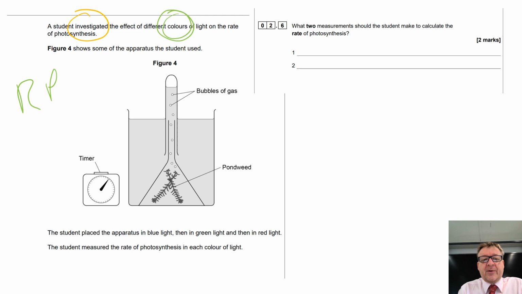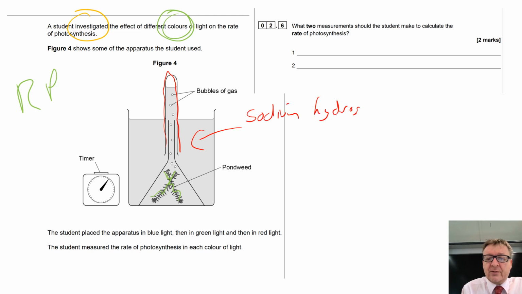Figure 4 shows some apparatus the student used. Now I'm familiar with that. I've seen that before. That's pondweed at the bottom there. All right, that's a boiling tube. So there's pondweed. It'll be nice and green. We've got a boiling tube going over the top here. There's a funnel, and then there's bubbles of gas that never appear in the real thing, but they're obviously on the diagram. And in there we've probably got water, and also in there we've probably got sodium hydrogen carbonate. Okay, which is the substance that sort of provides carbon dioxide.